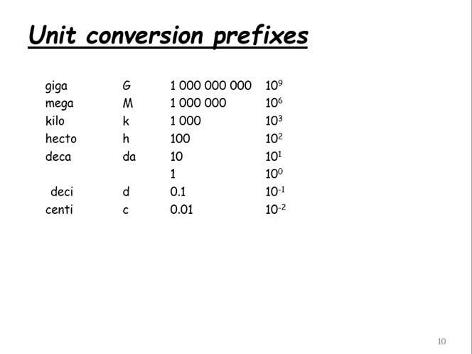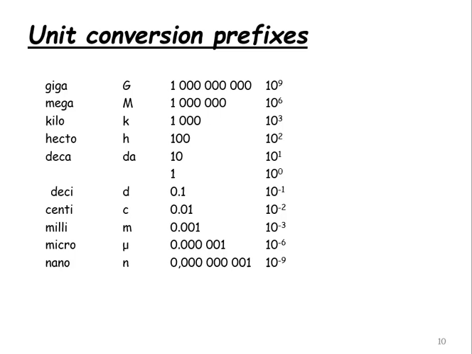So centi means 10 to the minus 2, milli means 10 to the minus 3, and micro means 10 to the minus 6. And nano, please take note of the symbols so that you can recognize them. Nano means 10 to the minus 9, and pico means 10 to the minus 12. So you need to learn all this by heart. It needs to stick in your head.